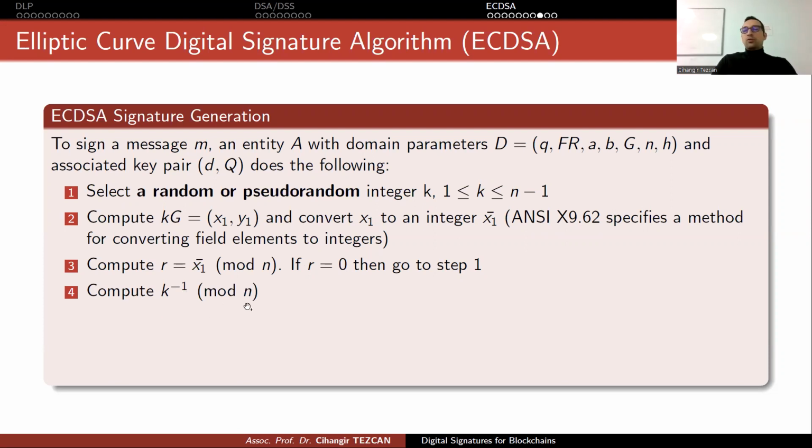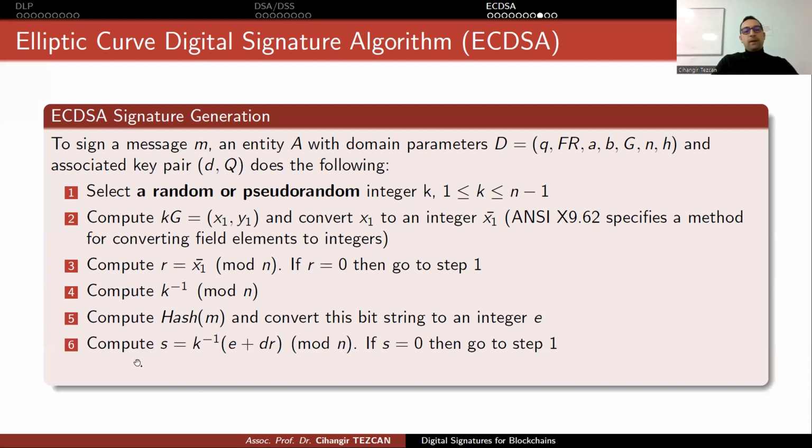Compute k inverse modulo n, again using the extended Euclidean algorithm. Calculate the hash of your message or transaction, and convert this bit string into an integer, E, okay? So you converted your hash into an integer E. Compute again, as you can see, this is very similar to the DSA algorithm. Here d is your secret private key, right? So here is the step how you sign it.